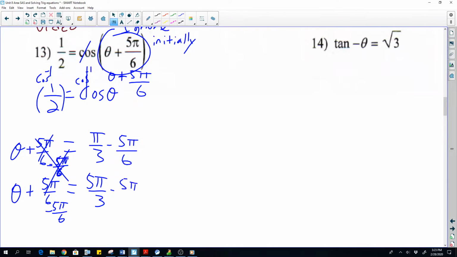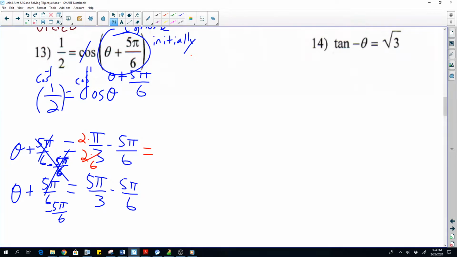Minus 5 pi over 6 to the other side. Good. Okay, so then, not the same denominator. That's okay, we can fix that. What we're going to do now is get this to become a 6th. So how do we get that to become a 6th? We times it by 2, right? To the bottom and the top. So this becomes 2 pi over 6. And now we can combine those.